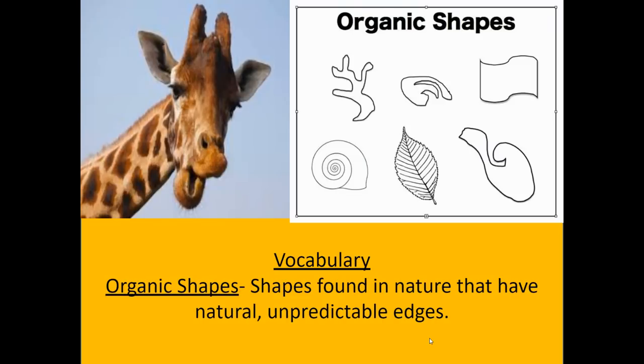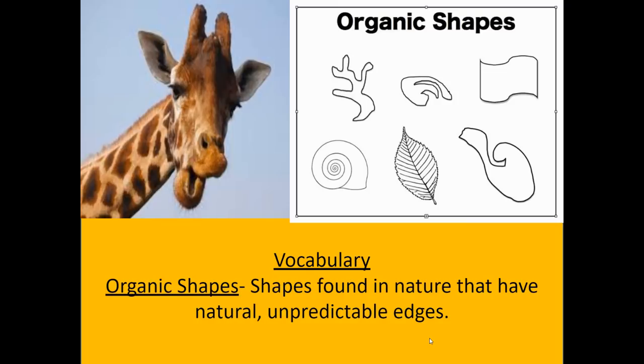Our vocabulary word today is organic shapes. These are shapes found in nature that have natural, unpredictable edges. That word unpredictable means we don't know what the edges are going to do. The edges change. Let's look at the image that shows 6 organic shapes. Notice how the edges are different.